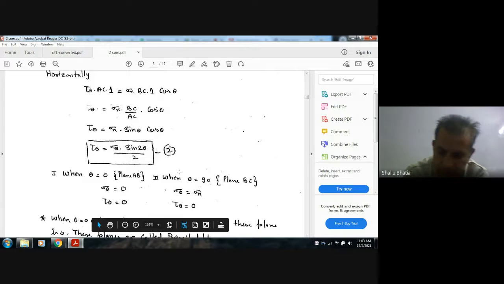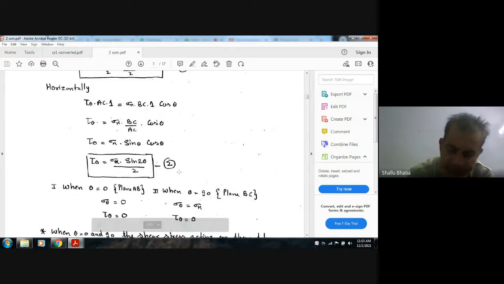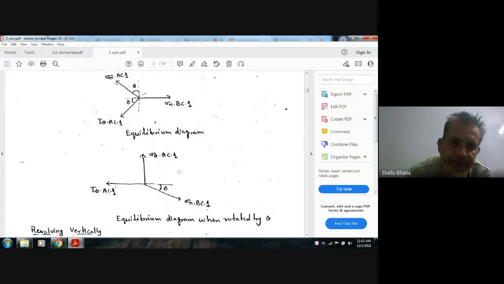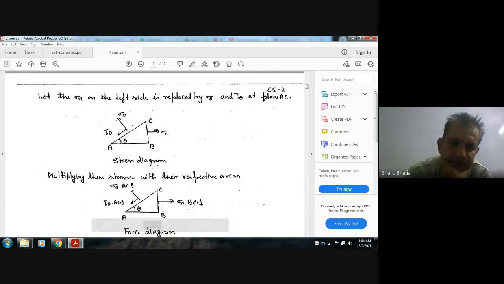Now if we put theta is equal to 90, then it is plane BC. So at plane BC, the stress acting is sigma x.